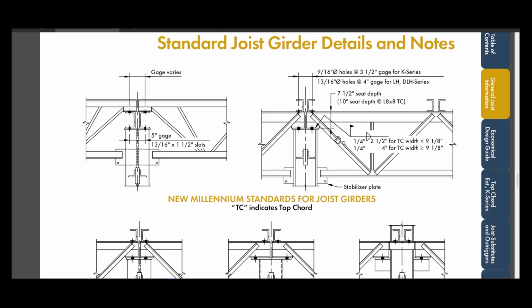The second figure shows the condition on the girder joist. The secondary joists are coming in with a bolted connection, showing the slots, like 3 for K series joists with 9/16 diameter holes at a 3.5 gauge for K series, and 13/16 diameter holes at a 4 inch gauge for LH and DLH series. Note the 7.5 seat depth for the girder joist.